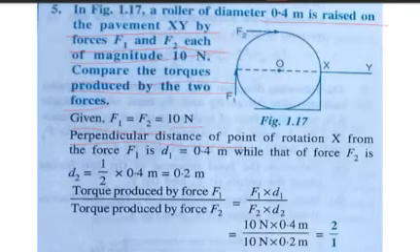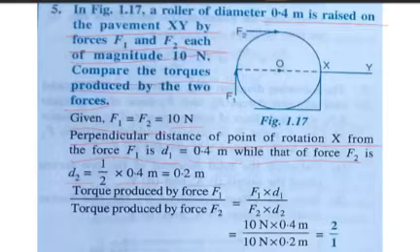Now, perpendicular distance of point of rotation X from the force F1 is D1, 0.4 meter, while that of force F2 is D2, that is half into 0.4. So it will be 0.2 meter. We have found 0.2 meter for F2.